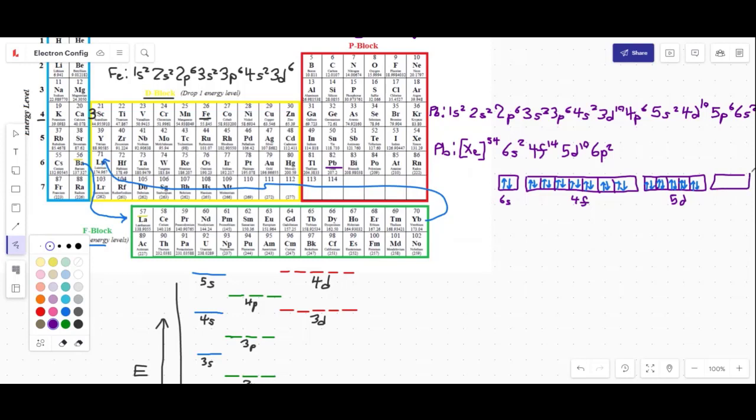Our 6p2, p has 3 orbitals in the subshell. And therefore, for the 6p2, where am I going to put the electrons? Am I going to put them both in the first orbital, or am I going to put one in each of the first 2 orbitals? What do you think? One in each one first. Exactly, 1 in each one. So this would be that.